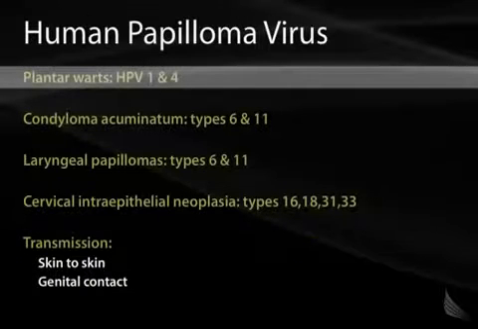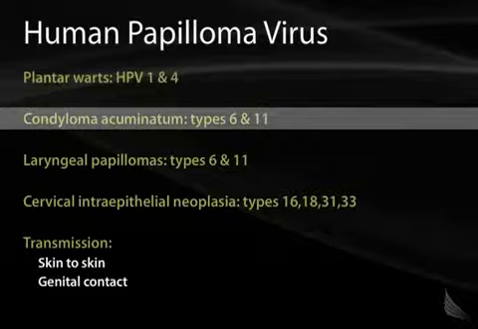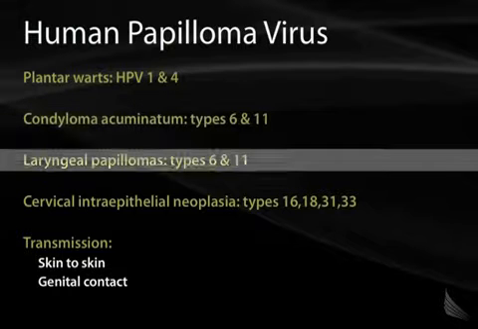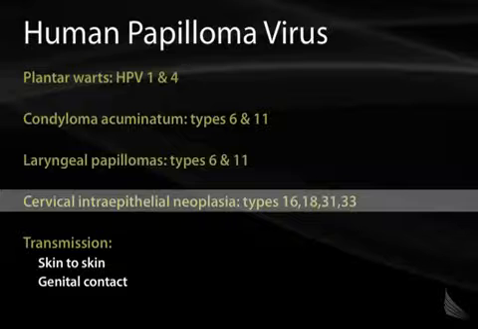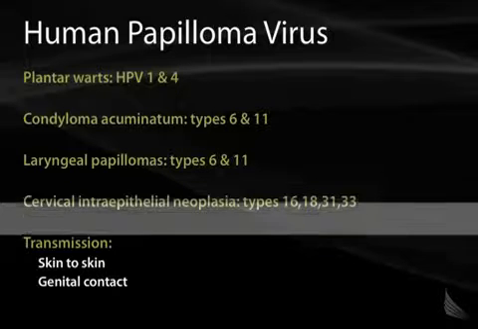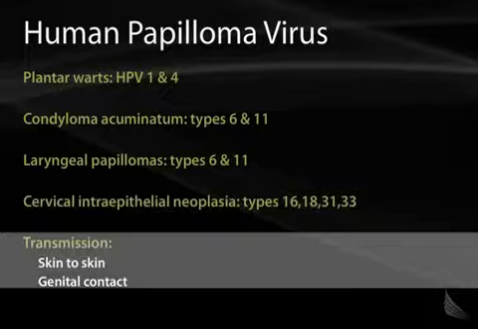Human papillomavirus is the common cause of plantar warts, with subtypes 1 and 4. It can also cause condyloma acuminatum in types 6 and 11, and laryngeal papillomas for 6 and 11. You can get cervical intraepithelial neoplasia with types 16 and 18, also 31 and 33. Transmission for HPV is skin-to-skin and genital contact.